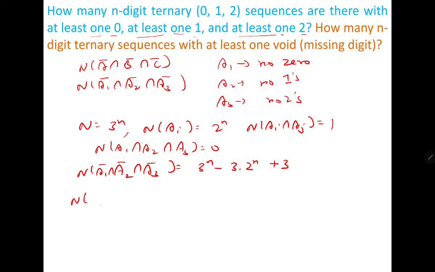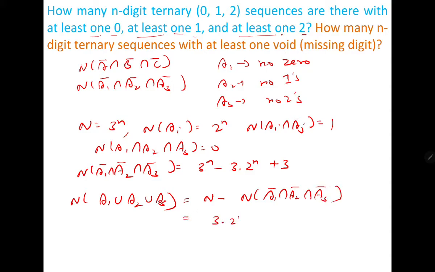It means that I am looking for A1 union A2 union A3. A1 represents 0 is missing, A2 1 is missing, and A3 2 is missing. This is total n minus, using De Morgan's law, n of A1 bar intersection A2 bar intersection A3 bar, which we have just computed. So this gives me the required answer.